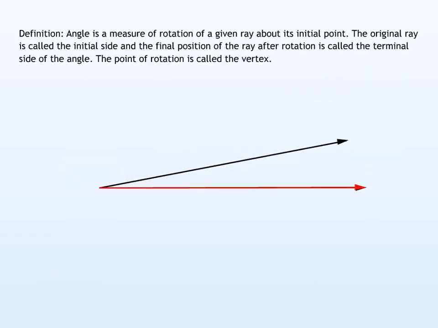Definition. Angle is a measure of rotation of a given ray about its initial point. The original ray is called the initial side, and the final position of the ray after rotation is called the terminal side of the angle. The point of rotation is called the vertex. We can see the initial side, the terminal side, and the vertex in the diagram shown here.